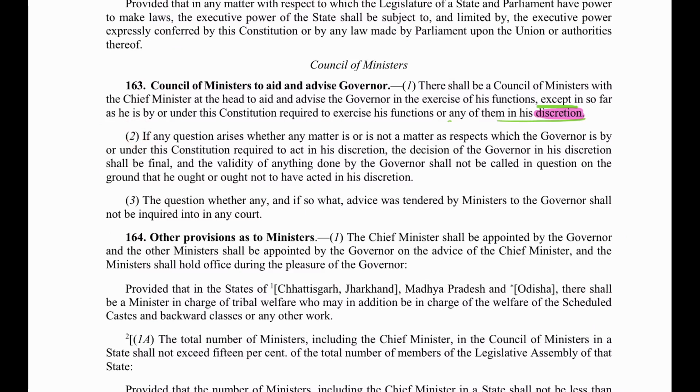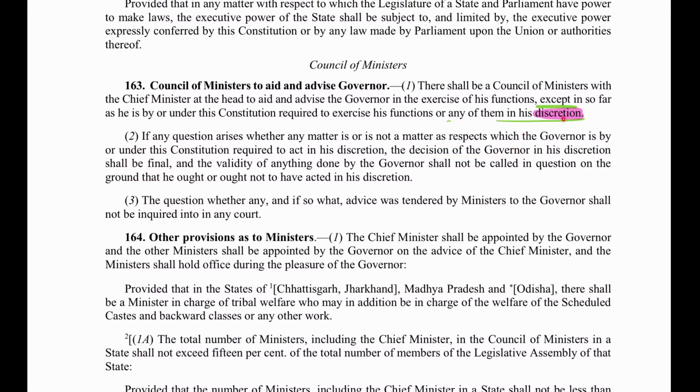Or the matter is needing that. So if any question arises, whether any matter is or is not as respects which the governor is by or under this constitution required to act in his discretion. So if any question relates to any matter wherein the question is whether the governor has to act in discretion or not, then the decision of the governor in his discretion will be final.